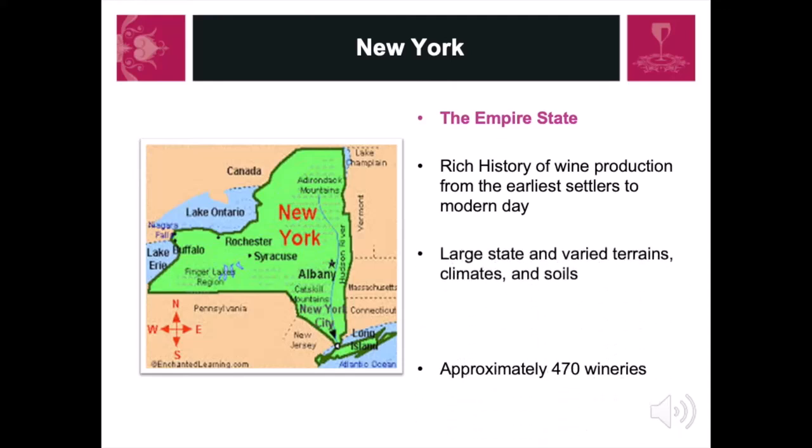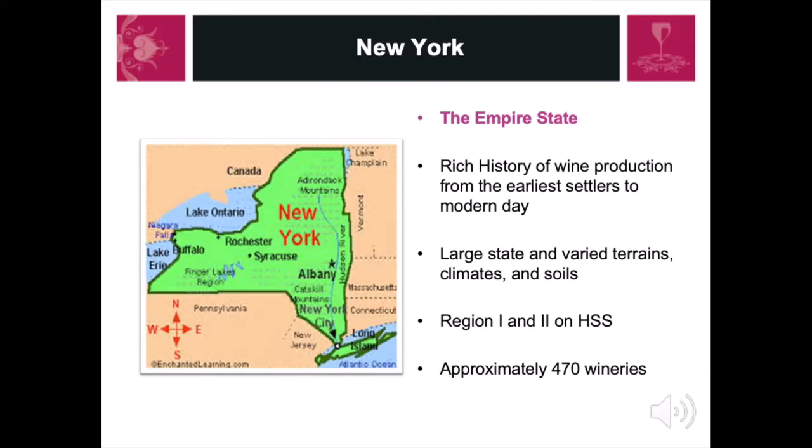So it is a huge state with large and varied terrains, of course, climates and soil types. Largely region 1 and 2 on the heat summation scale. It's a cool place. I know the summers can be hot and humid, but you also have diurnal shift, and you also have major cooling influences from the big bodies of water.